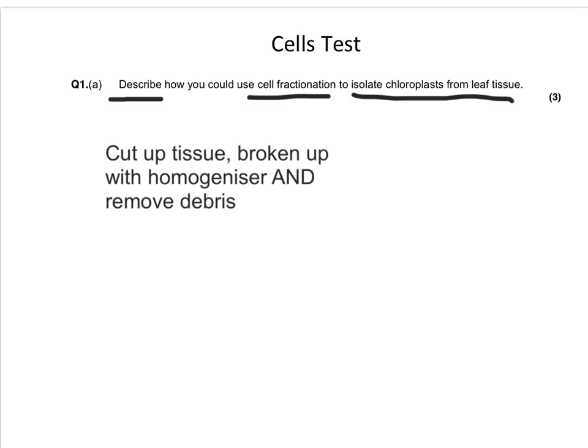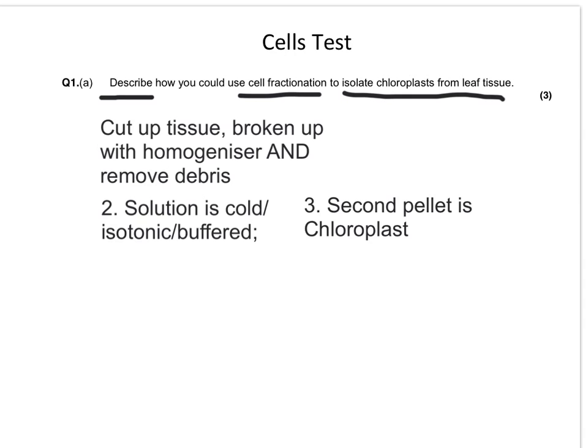And then it asks how you'd isolate chloroplasts. Basically you'd need to centrifuge, and you need to mention the second pellet is the chloroplast. So there are the answers, and you can see you've got to be quite specific. For the second mark you need to mention just one of cold, isotonic or buffered, not all three. But for the third mark you do need to say that if you use a centrifuge it would be the second pellet, which is the chloroplast, because that answers the question.